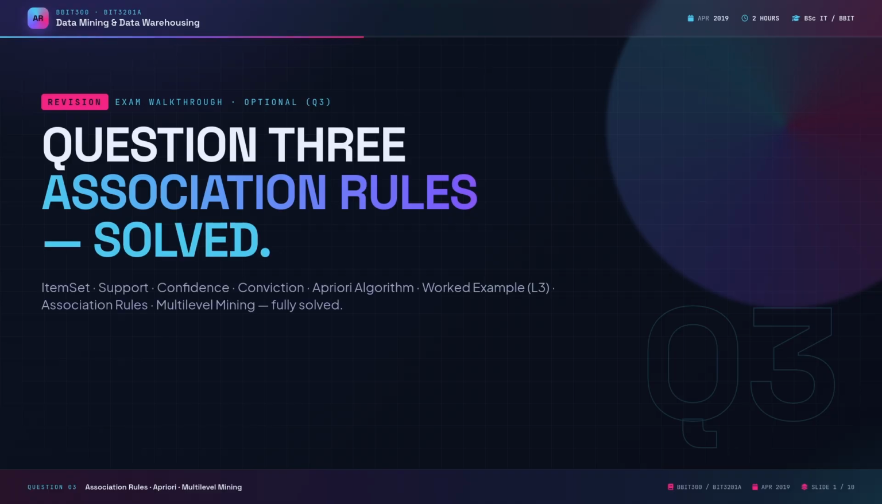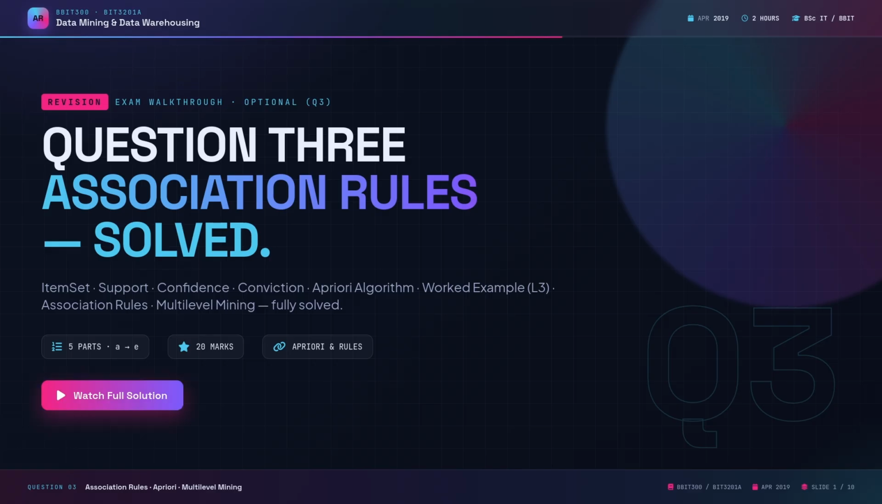It is entirely about association rule mining, item sets, support, confidence, conviction, and the famous Apriori algorithm. There is also a fully worked example and a short theory part at the end. By the time we finish, you'll be able to define every key term, run Apriori by hand, generate L3, extract the rules, and explain multi-level mining. Let's begin. Here is the roadmap.